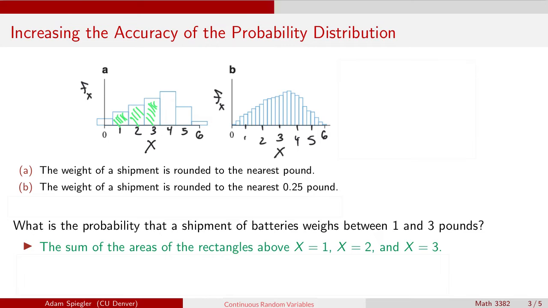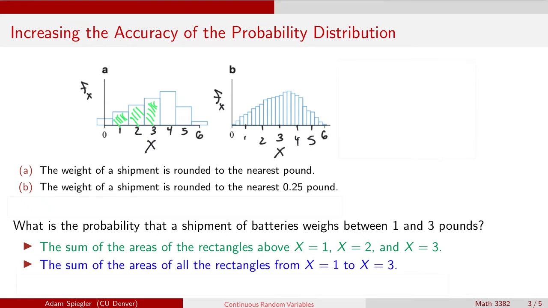And now if I wanted to calculate the probability that a shipment of batteries weighs between 1 and 3 pounds, we could do a similar thing as we did in graph A, which is we could sum up the areas of the rectangles from x equals 1 to x equals 3. Just now, we're going to have a lot more of those rectangles because we have measured things more accurately.